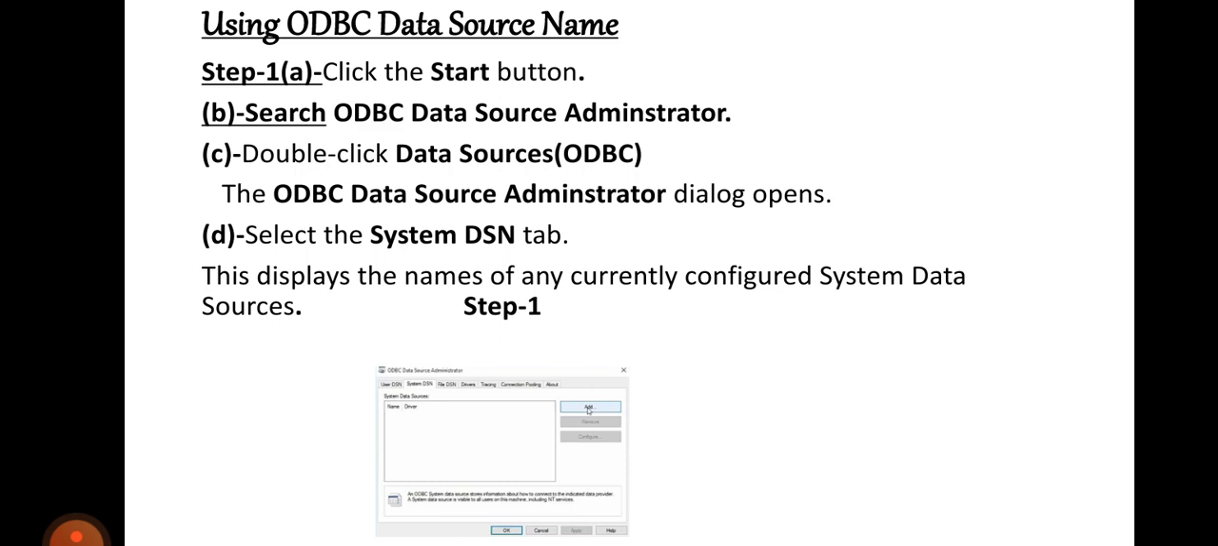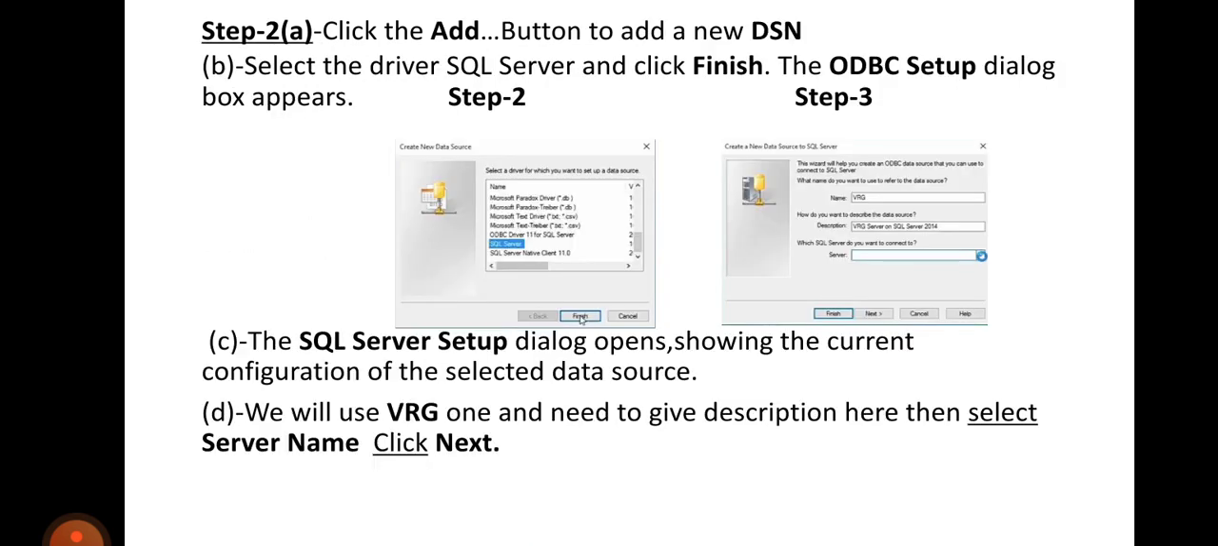Then we will select our system DSN tab there. This tab displays the names of any currently configured system data sources. As we see, we have none listed, so we are going to click add and select a new DSN. Step 2 will be click the add button to add a new DSN.